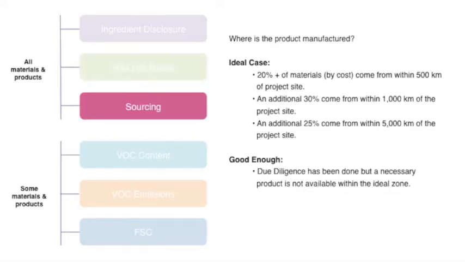Sourcing is the location of final assembly for a product. In an LBC project, the design team must make a sourcing plan to assure that 20% of the material budget comes from within 500 kilometers, another 30% within 1,000, and then another 25% within 5,000 kilometers. The purpose of this is to support our local economies.